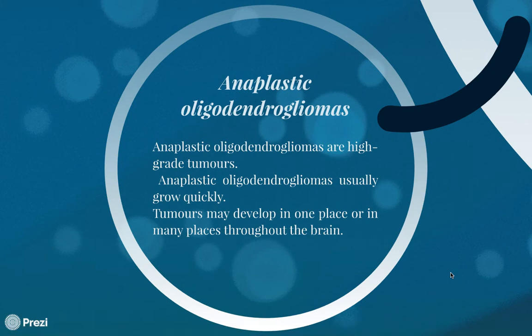Anaplastic oligodendrogliomas. Anaplastic oligodendrogliomas are high-grade tumors. Anaplastic oligodendrogliomas usually grow quickly. Tumors may develop in one place or in many places throughout the brain.